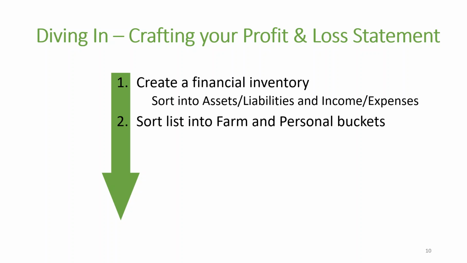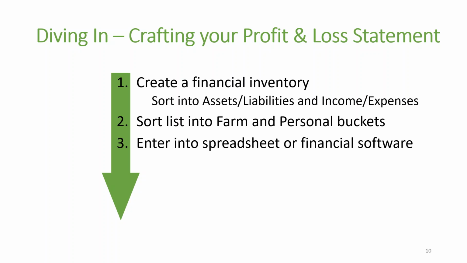Then sort that into your farm and personal buckets. This is your profit and loss statement for your business. So you want to keep your business and your personal separate. It is good to do a profit and loss statement for your personal and consolidated for both. But today we're focusing on that business side. Step number 3 is to enter all of that information into a spreadsheet software or a financial accounting software. Then calculate the profit and loss statement and analyze it.